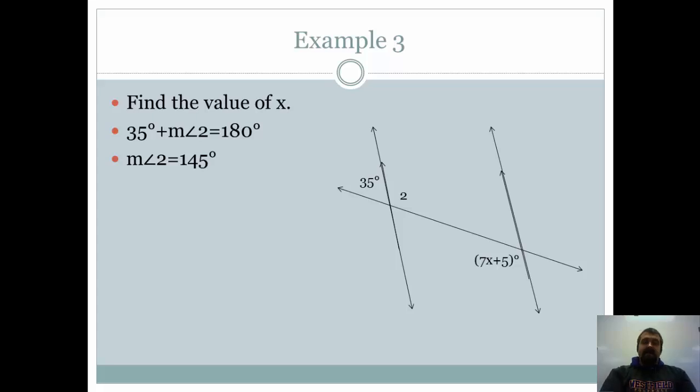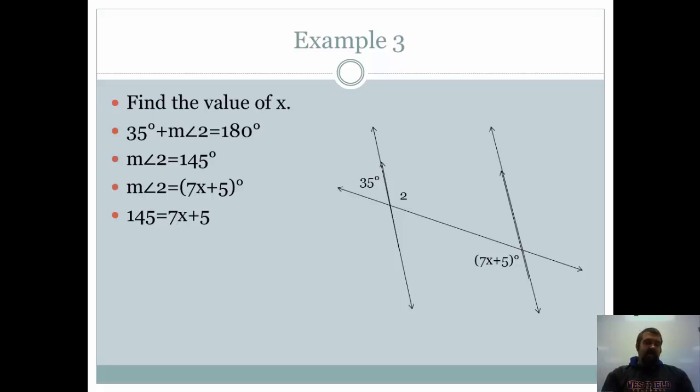At this point, I know angle 2 is 145 degrees, and I know 7x plus 5 has to be congruent to that angle, which means they have to have the same measure. So measure of angle 2 equals 7x plus 5 degrees. And seeing I know what measure of angle 2 is, let's throw in 145 for it. And at this point, it's just solve for x. I have an equation, numbers, solve for x.